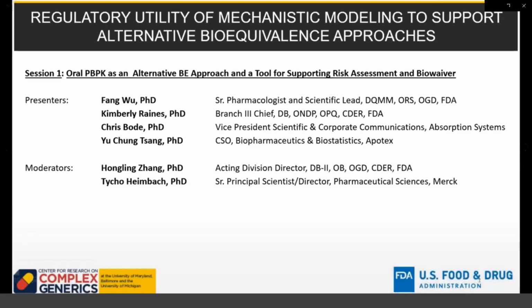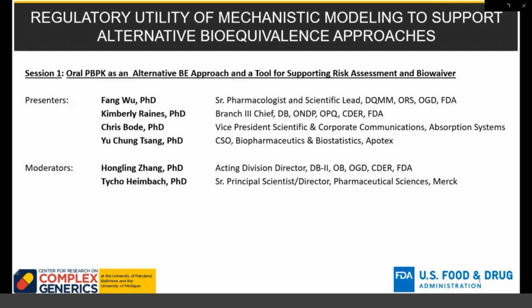Kimberly Raines, is a supervisory pharmacologist and branch chief at the Division of Biopharmaceutics, Office of New Drug Products, OPQ. Dr. Raines develops CDER biopharmaceutical guidances, leads research projects within her division, and provides subject matter expertise to FDA policy initiatives. The third speaker, Dr. Chris Bode, is the Vice President of Scientific and Corporate Communications at Absorption Systems. Dr. Bode has been a study director related to numerous BCS-based biowaivers and transporter studies, and directs or provides scientific input into various research projects, grants, and contracts.